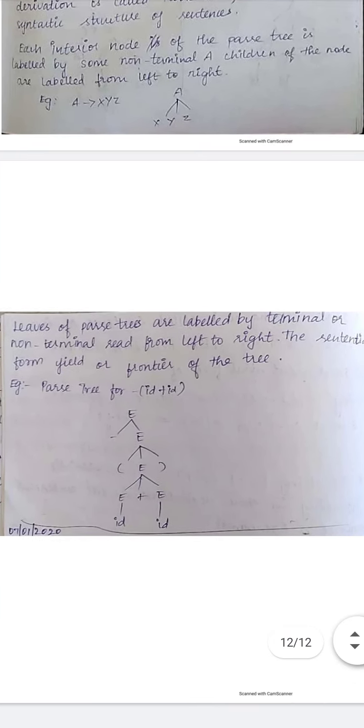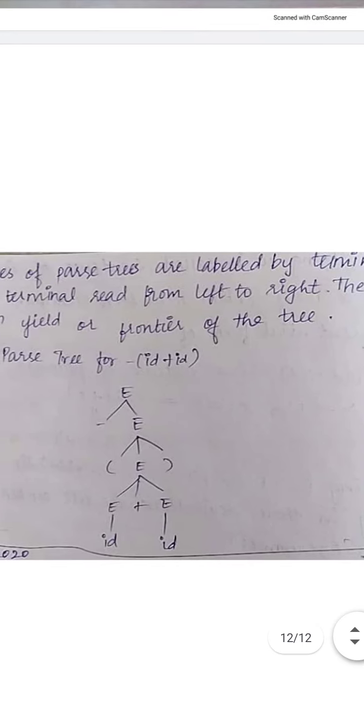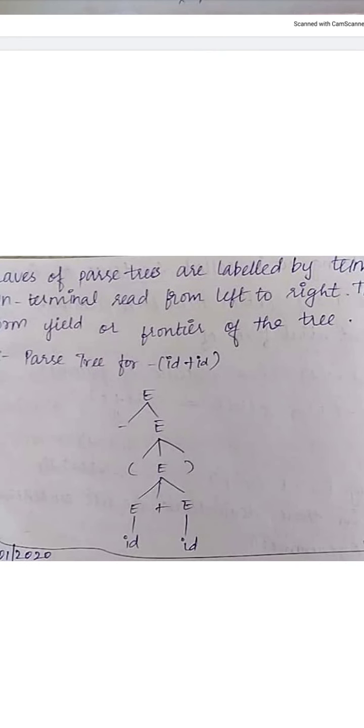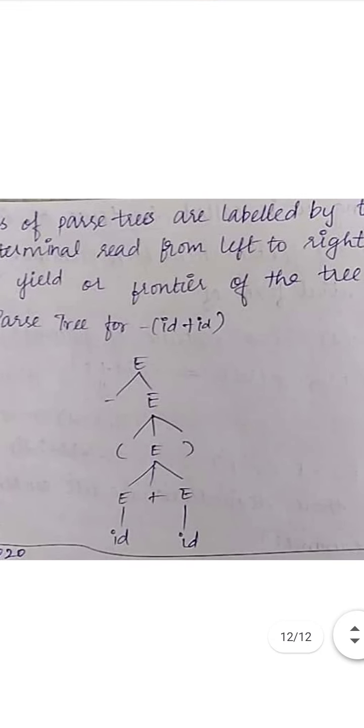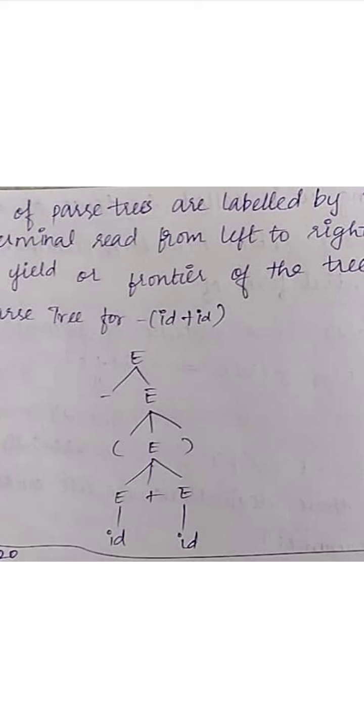See here in this example, the input string is minus id plus id, and here we are going to use a CFG, and using the CFG we are going to construct the parse tree. In this construction we start from capital E, where in the first step we convert the capital E into minus E. So E has a minus symbol on the leftmost and a capital E on the rightmost. We take the rightmost capital E and construct it further into E with nested parentheses. That is the second step.